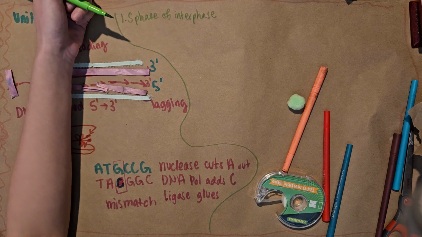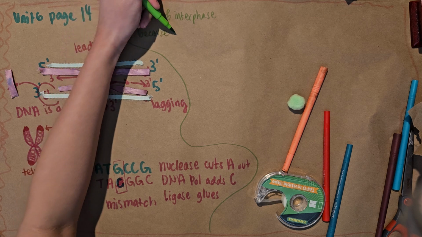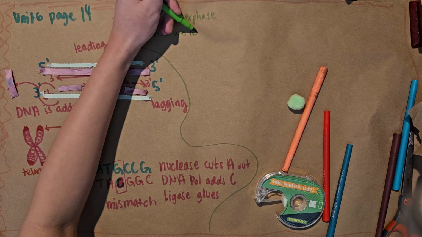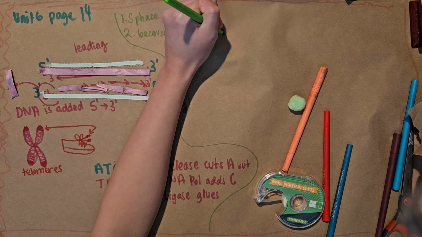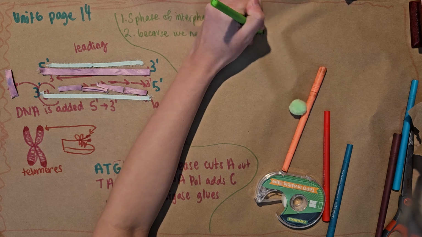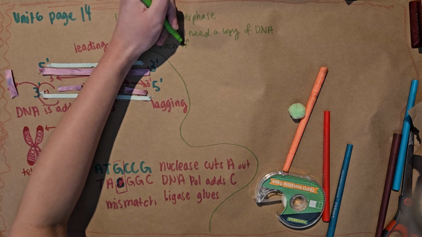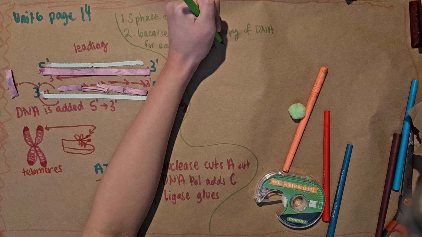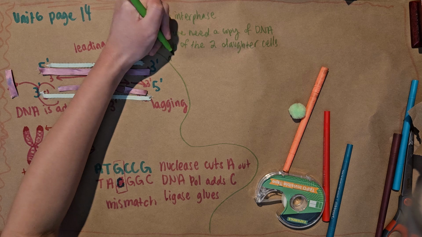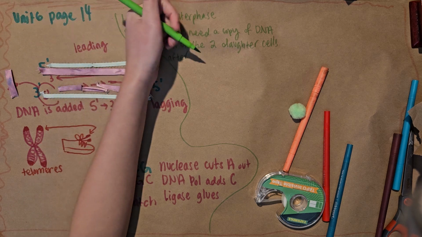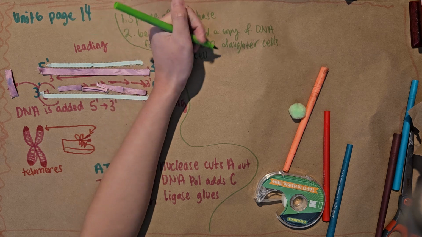Why is it important that DNA replicates? Because we need a copy of DNA for each of the 2 daughter cells after cell division.